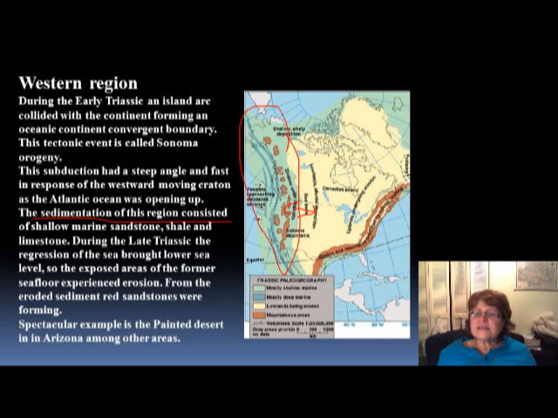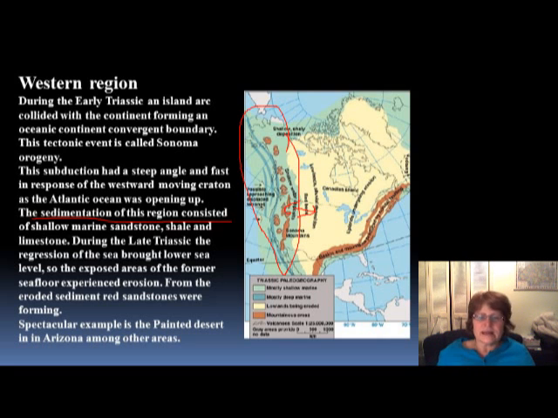During the late Triassic, the regression of the sea brought lower sea level, so the exposed areas of the former seafloor experienced erosion. From the eroded sediment, sandstone was forming. A spectacular example of this is the Painted Desert in Arizona.